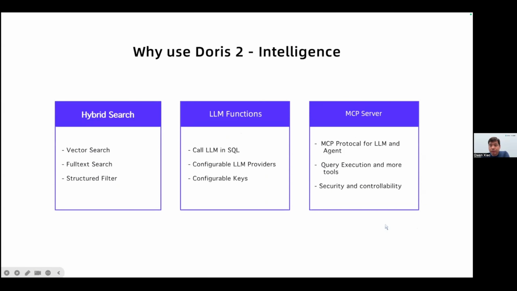Okay, after we talk about real-time, let's go to the most important one, intelligence. That's why users choose Doris in the agentic AI era. About intelligence, Doris 4.0 provides 3 important features. The first is hybrid search. Doris has supported structured filtering and full-text search for years, and in the latest release 4.0, vector search is supported, so you can do hybrid search in SQL in Doris.